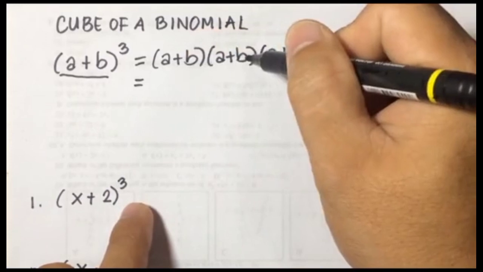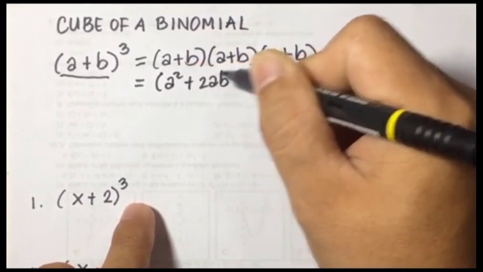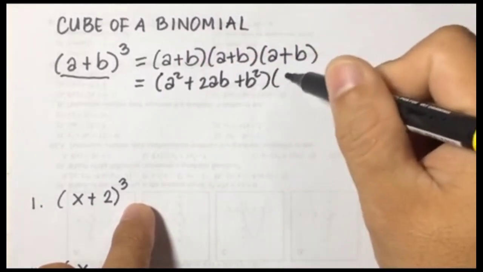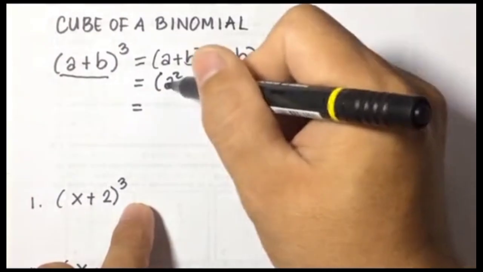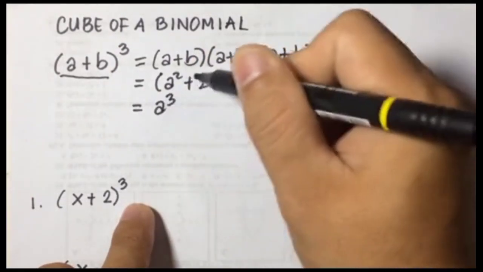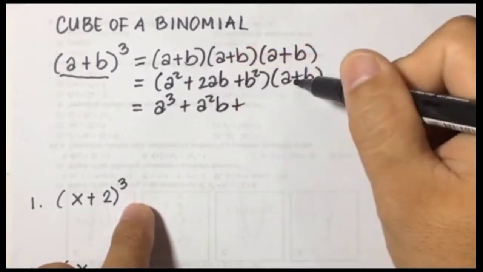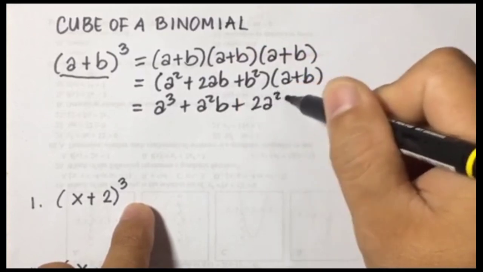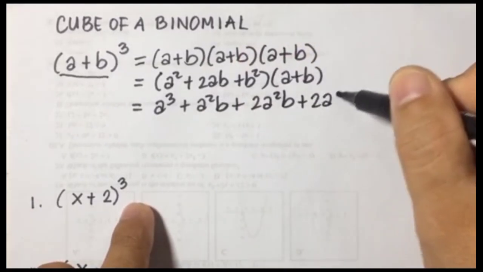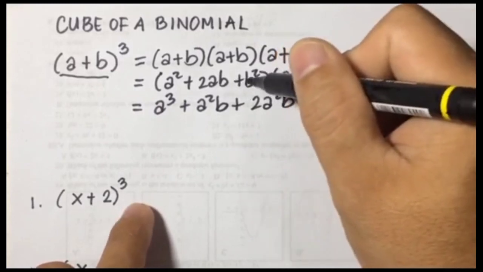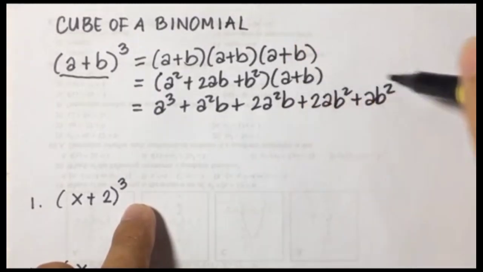Now, the quantity of A plus B times the quantity of A plus B is the same as A squared plus 2AB plus B squared, then multiply that by the quantity of A plus B. Now, multiplying the result, we're going to have A squared times A, that will be A cubed, then A squared times B, that will be A squared B, then 2AB times A, that will be 2A squared B, then 2AB times B, that will be 2AB squared, then B squared times A, that will be AB squared, and B squared times B, that will be B cubed.